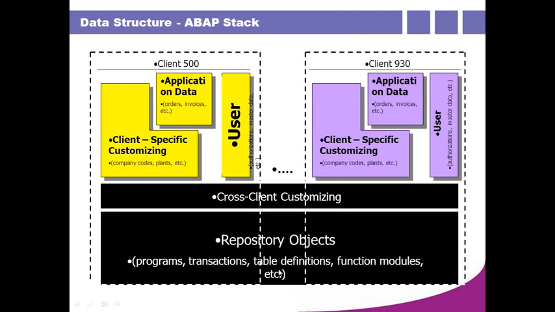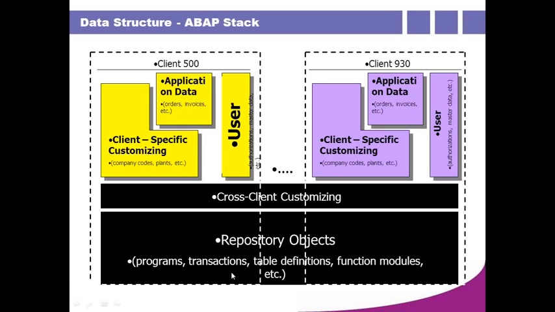For example, assume that the XYZ program is there. System-wide, the entire XYZ program will be there only once. There is no XYZ for 500 client, there is no XYZ for 930 client, there is no XYZ for 000 client. That's why the repository is only one. If you are accessing any functionality here, it is using these repository objects.